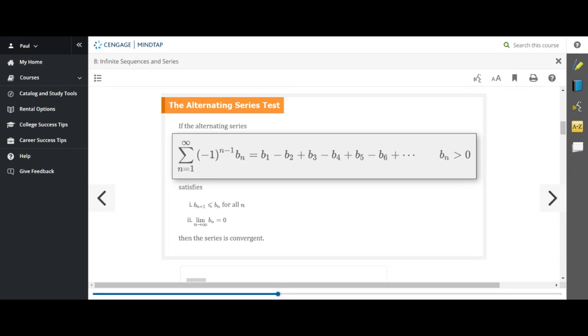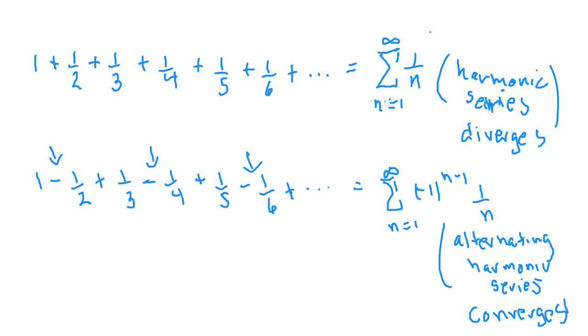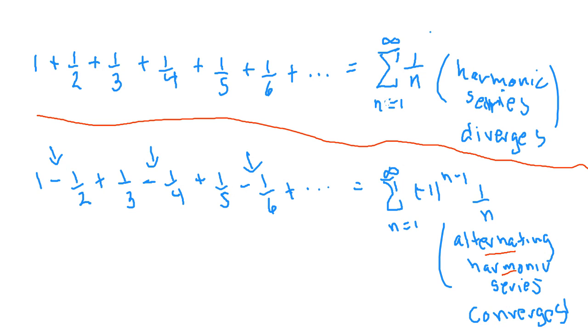So if I were to go back to the whiteboard here, where this alternating harmonic series is, let me move this over. Let me put it in red. Let me just kind of separate things. Here's the alternating harmonic series.